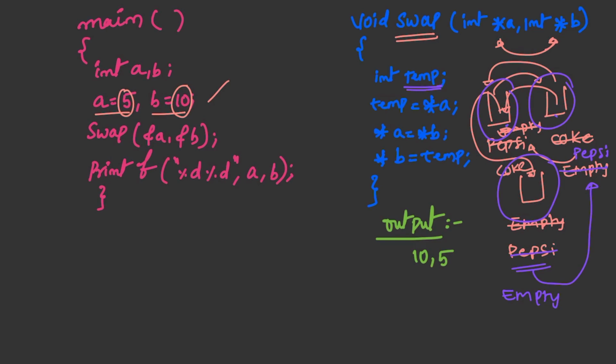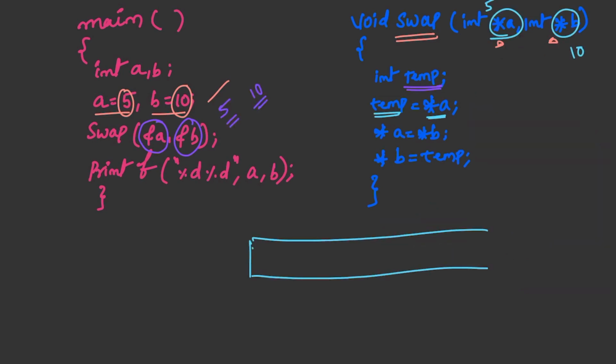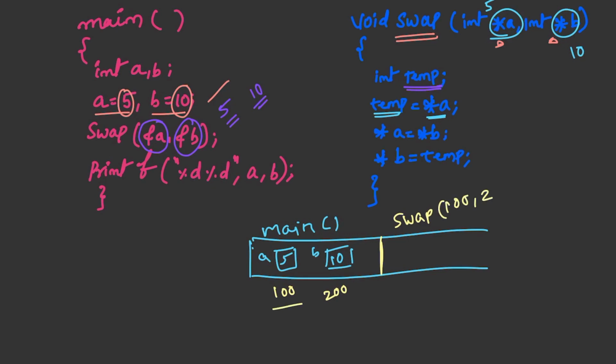We are passing 5 and 10 to this swap function, and if you see, we are calling it with the help of the addresses of A and B respectively. Consider a stack here which has the main function, and it has two values, A is 5 and B is 10. Consider the memory locations to be 100 and 200 respectively. Now a function call has been made from here, that is, the swap function call has been made with the addresses. So 100 and 200 have been passed. A is storing 100 and B is storing 200. Let's say these are at address locations 500 and 600 respectively.